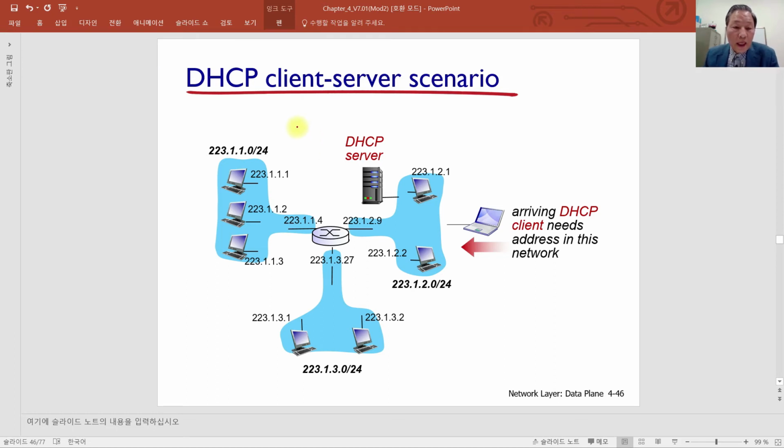Okay, this one is explaining about the DHCP client server scenario. As I mentioned, if we want to use DHCP functionality, then there should be a DHCP server. And here, this is our notebook. Let's assume this is an arriving DHCP client that needs an address in this network. If there is any DHCP server in this network and accessible, then this one is providing that information depending upon that DHCP protocol.